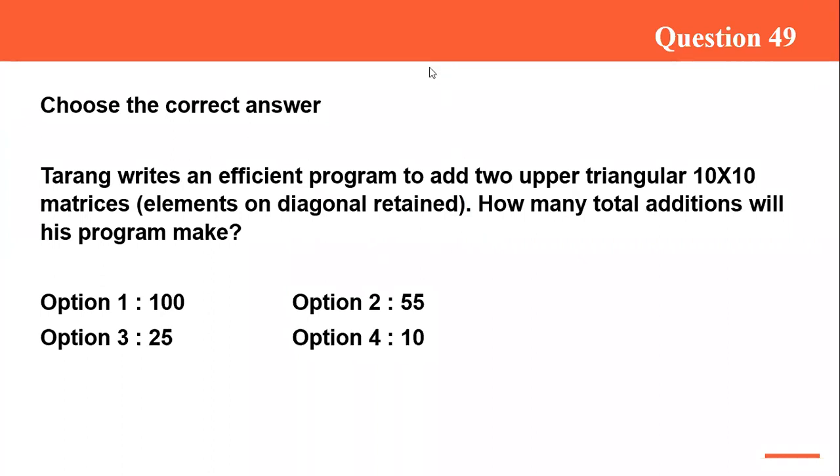Okay, upper triangular matrix. Please try this. How many total additions will be there in this program? Simple question only. Please try it carefully. You will get it easily.